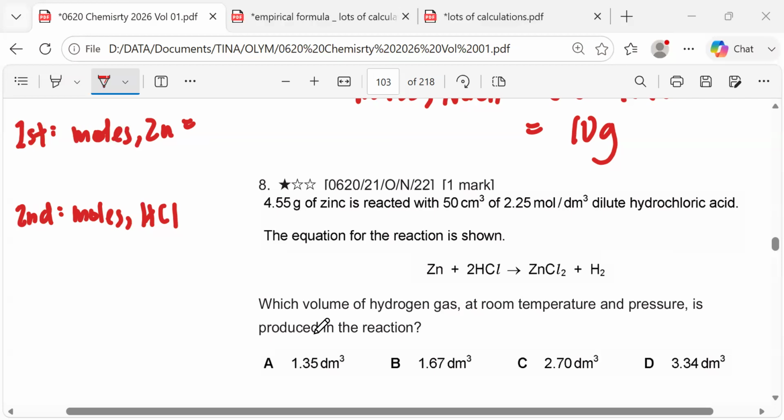Now, first step, you calculate the number of moles of zinc. 4.55 over the molar mass of zinc, 65, is it? Do that first. For the amount of moles of hydrochloric acid, you must use mv over 1000. This is m, this is v.